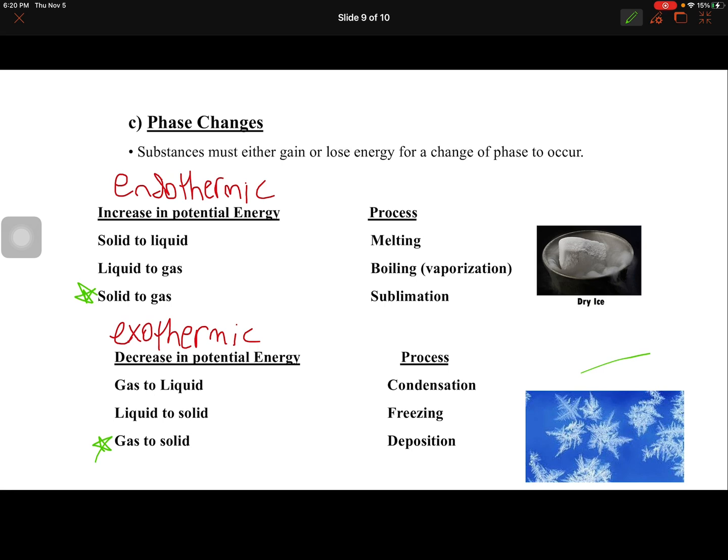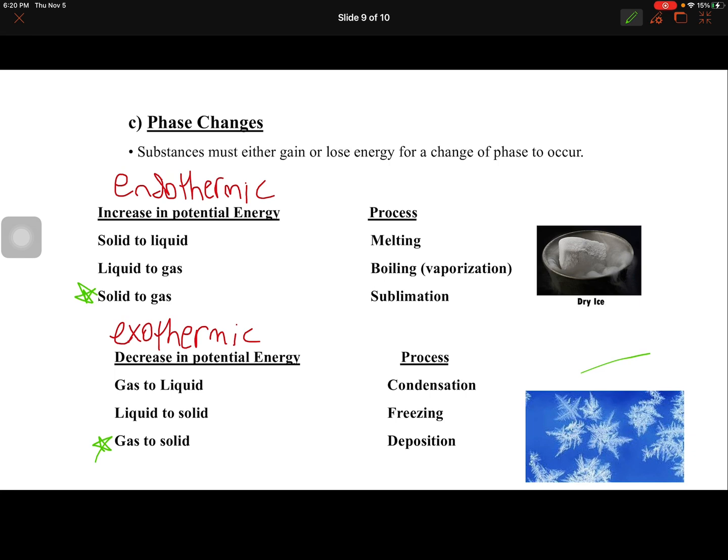Have you ever gone into your parents' car or your car, if you're learning how to drive, on a winter morning and noticed these little tiny ice crystals on your window? That is deposition occurring. What's happening is the air is so cold that the moment it touches your window, it instantly becomes a solid. So that is what deposition is. You do need to know that for the test as well.